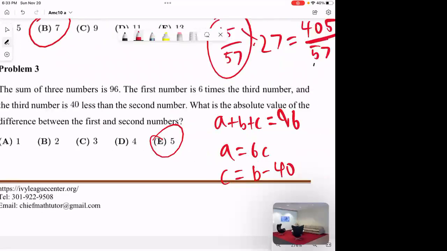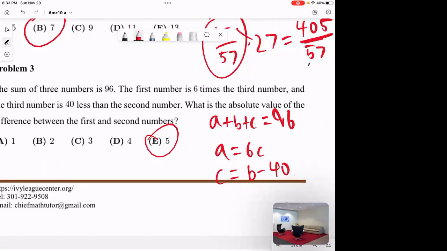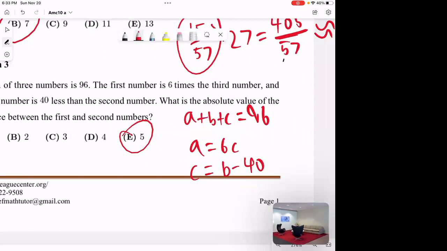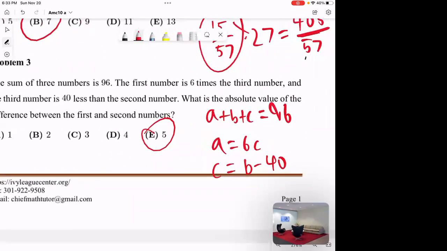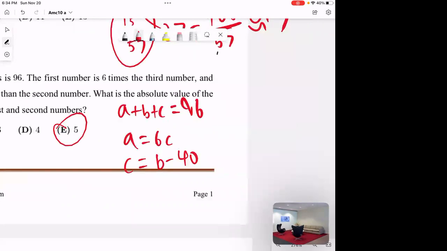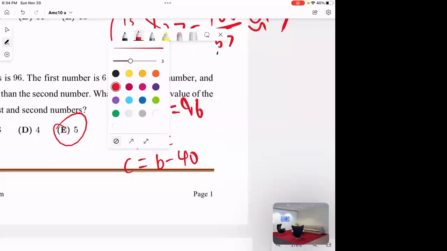The sum of 3 numbers, A, B, and C, is 96. A is 6C, or the first number is 6 times the third one. The third number is 40 less than the second number. What is the absolute value of the difference between the first and second numbers? So A plus B plus C equals 96, A equals 6C, C equals B minus 40, and we're looking to solve A minus B. So we can just substitute these values in.